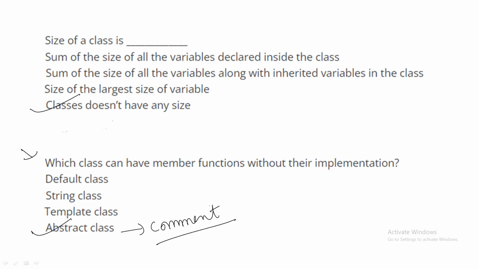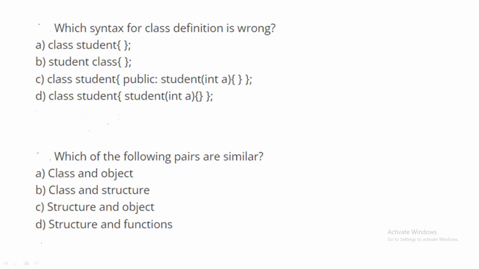You should have the proper knowledge of your core programming language, right? So let's move on to the next question. The next question is, which syntax for class definition is wrong? Class student and then curly braces and then semicolon. All right, Student class. Okay, so this is not correct. A class cannot start with a user defined keyword or something else.